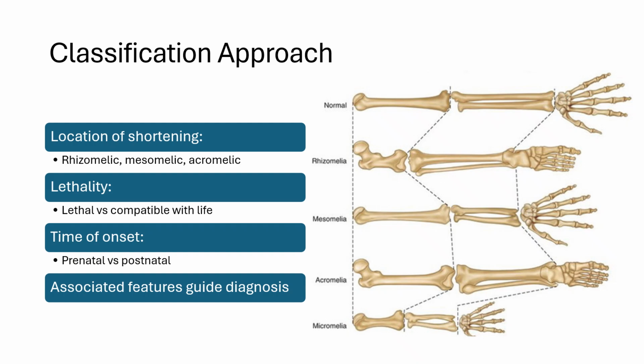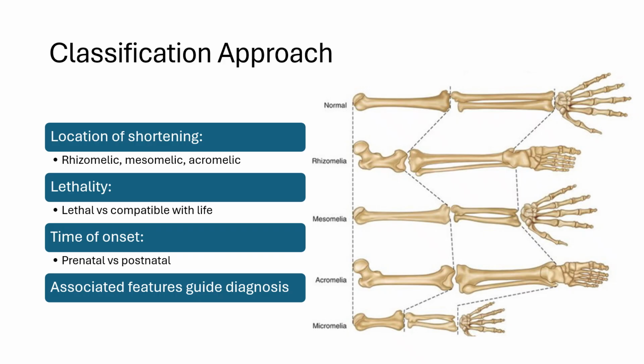The location of shortening provides our first major classification approach, helping us understand which bones are most severely affected. Rhizomelic shortening affects the bones closest to the body's center, particularly the upper arms and thighs, creating a pattern where the limbs appear short, but the hands and feet remain relatively normal-sized. Picture this as the trunk of a tree being shortened while the branches remain proportional.